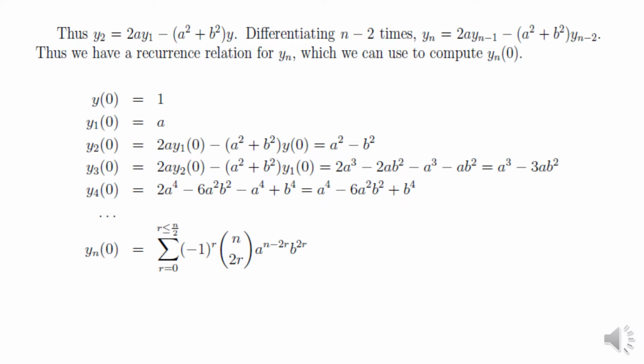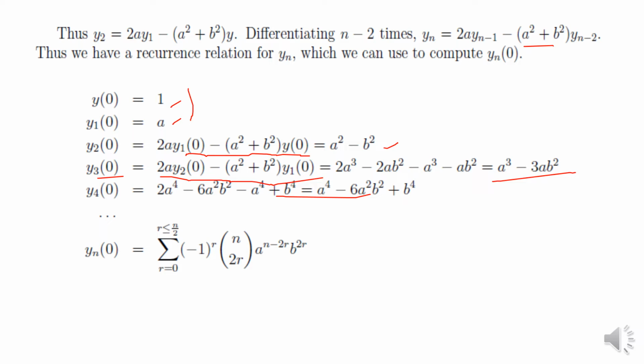So y0 is 1, we have already done that in the previous slide. y1 at 0 is a, already done. y2 we have calculated, put 0. So now, instead of the whole thing, we are using this recurrence relation, and in this recurrence relation we know these two terms already. So y1 at 0 and y0 we know and we got this expression. Now for y3 at 0 we use the recurrence relation again and we got it. So now we can easily write y4 at 0.